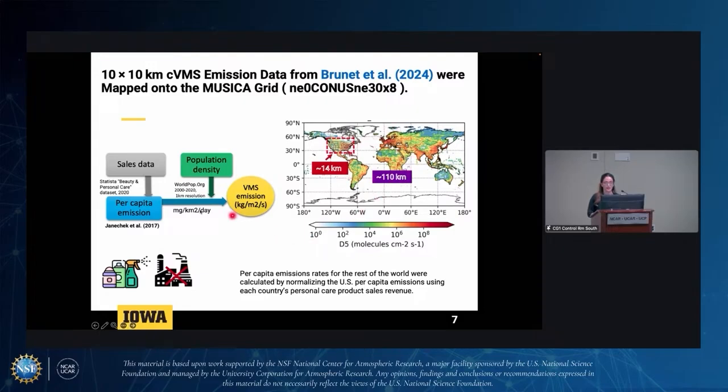The big caveat in this emission file is that we only use the data from personal care product usage, not industry, not water treatment plants. The reason is that there is not any available data from industry or other sectors. And also, Brunei et al. did an evaluation of D5 emission with this method, and it was in very good agreement with measurements.